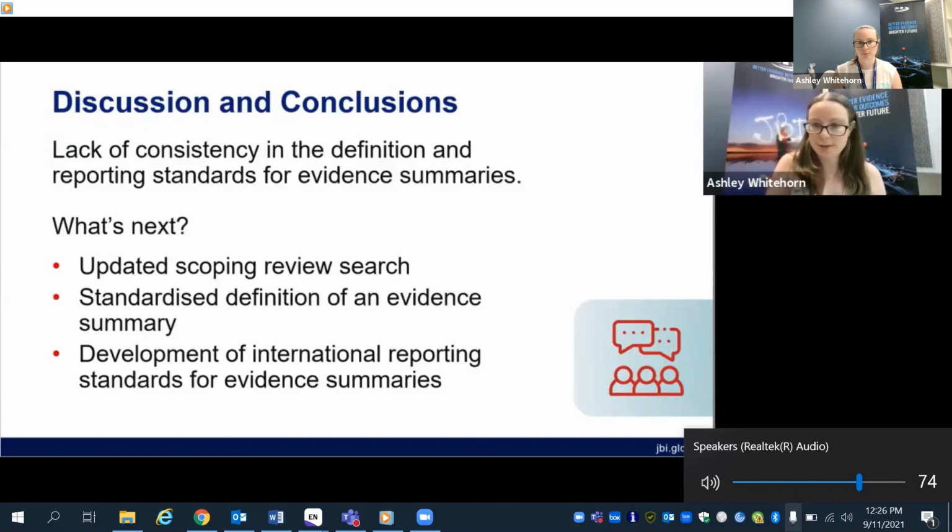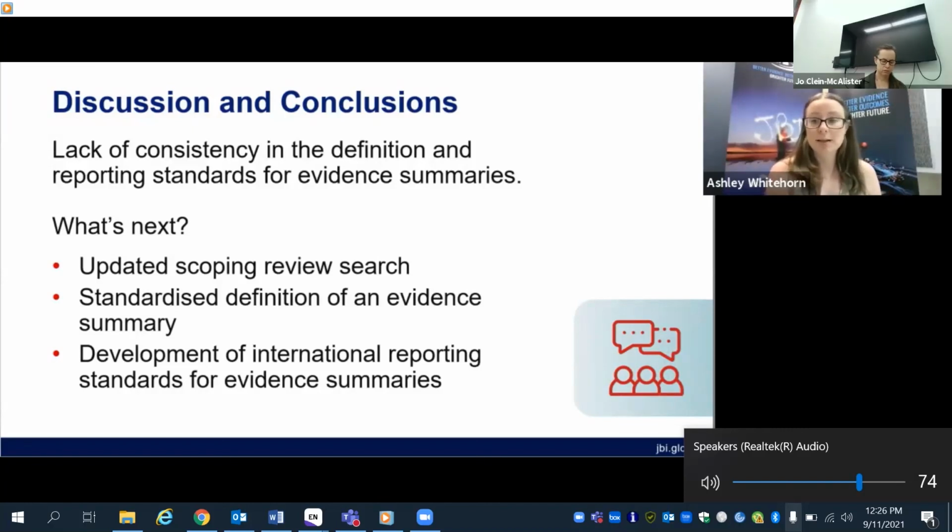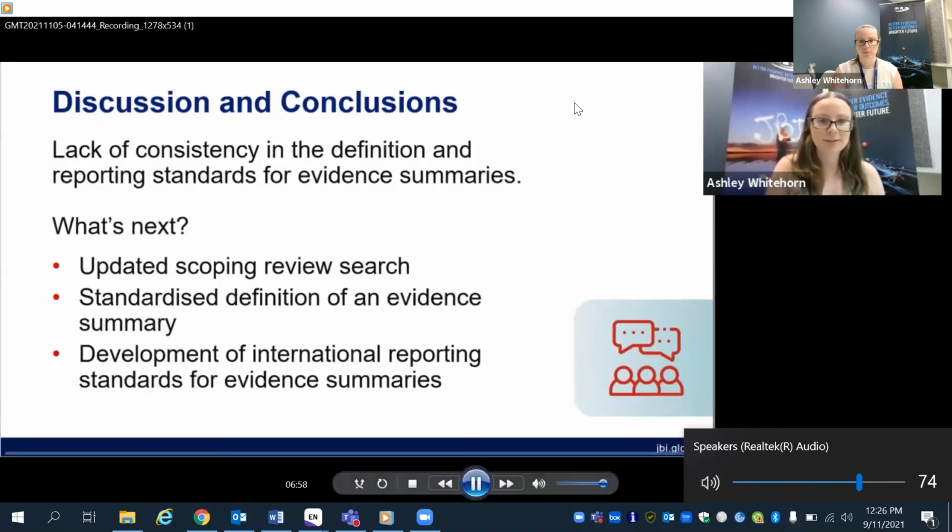So what's next? We have updated the search and are currently extracting the data. And following on from the scoping review, we are looking forward to creating a standardised definition of an evidence summary and also developing international reporting standards for evidence summaries. Thank you, and I am happy to take any questions.